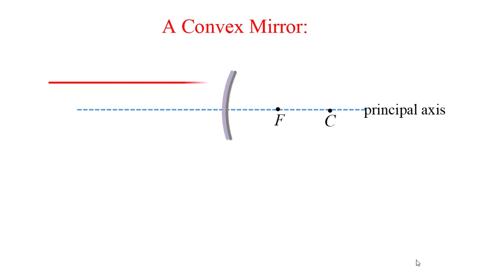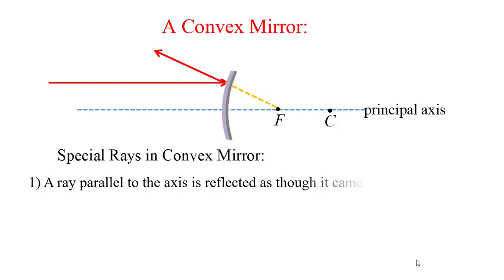So this kind of convex mirror, this is the principal axis, this is the focus, and this is the center of curvature, and the reflecting side is actually from this side, and this kind of ray is reflected this way as if it is coming from the focal point. So a ray parallel to the axis is reflected as if it came from the focal point.